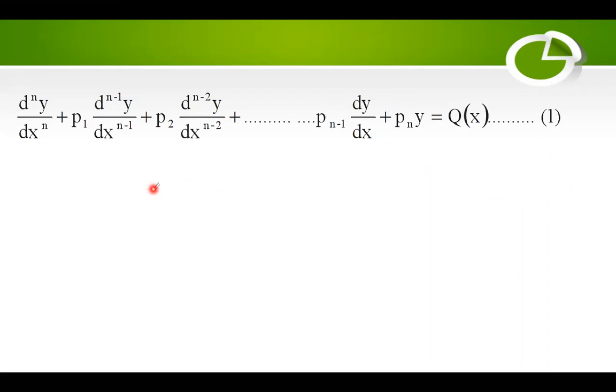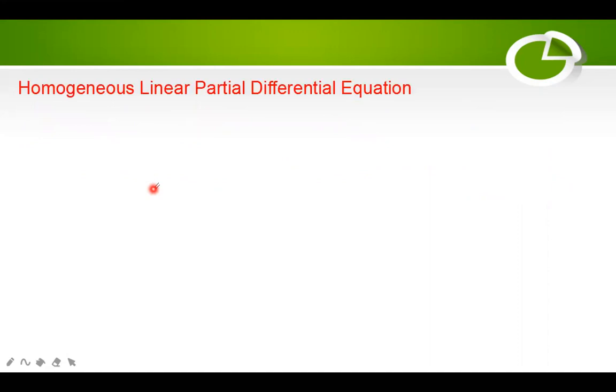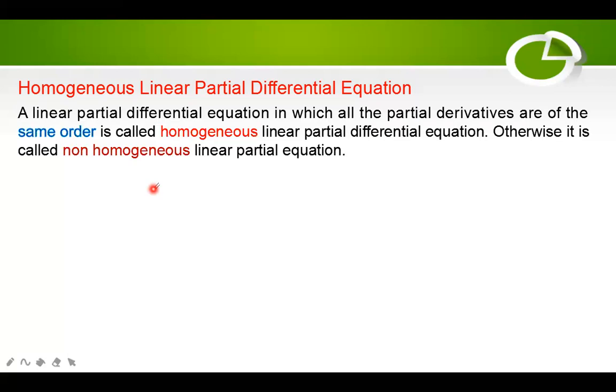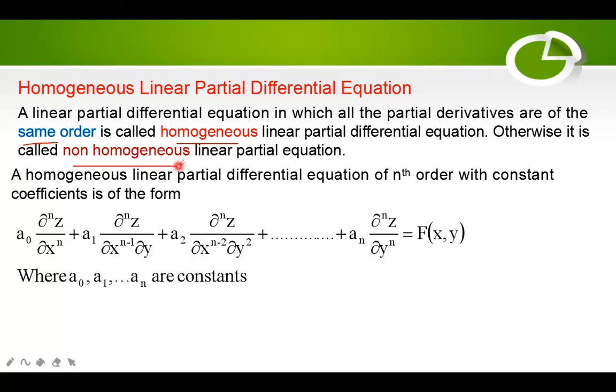First of all, what is a homogeneous partial differential equation? In any partial differential equation, if each and every term has the same order, you can say that it is a homogeneous linear partial differential equation. Otherwise it is a non-homogeneous partial differential equation. So this is the general form of a homogeneous linear partial differential equation. See, each and every term has the same order.